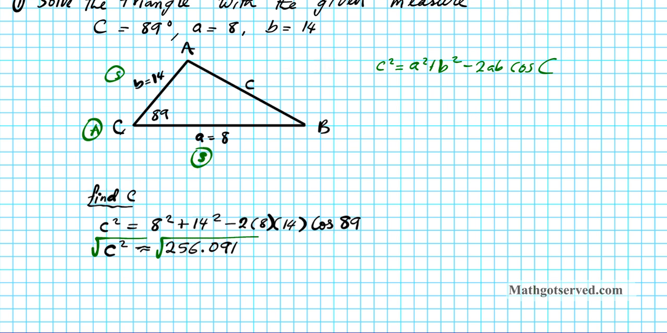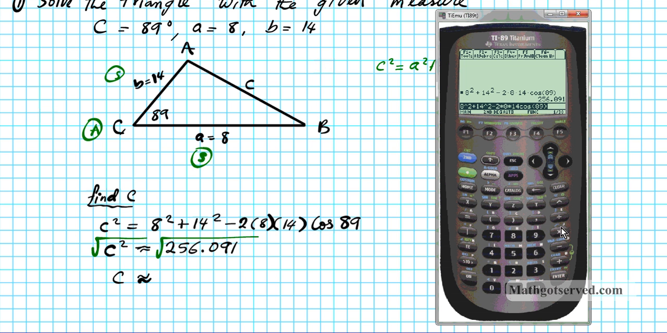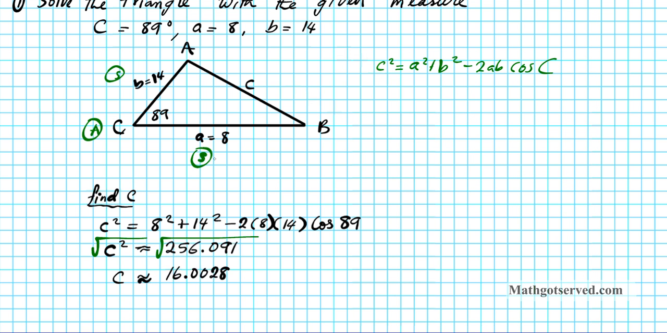Then we'll have little c is going to be approximately, let's enter that into our calculator, that's really close to 16 there. So we're going to do the square root of the answer. So let's just enter that back, close it, enter, 16.0028. All right, so little c is 16.0028. Now let's put the value that we just found back into the triangle so we can know what we're working with. So this side is approximately 16.0028.